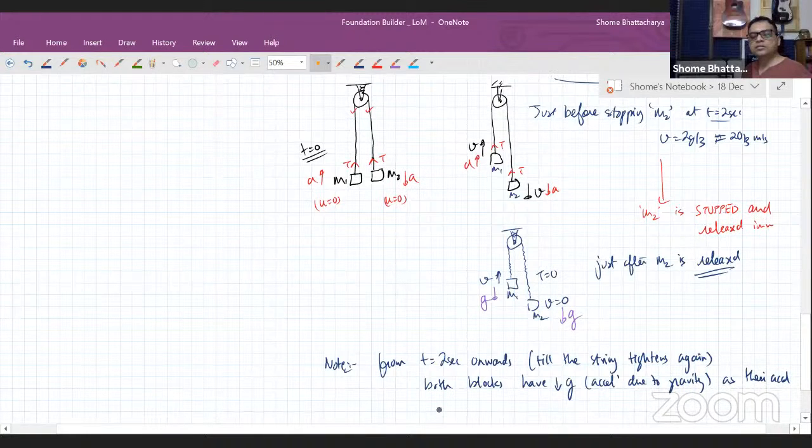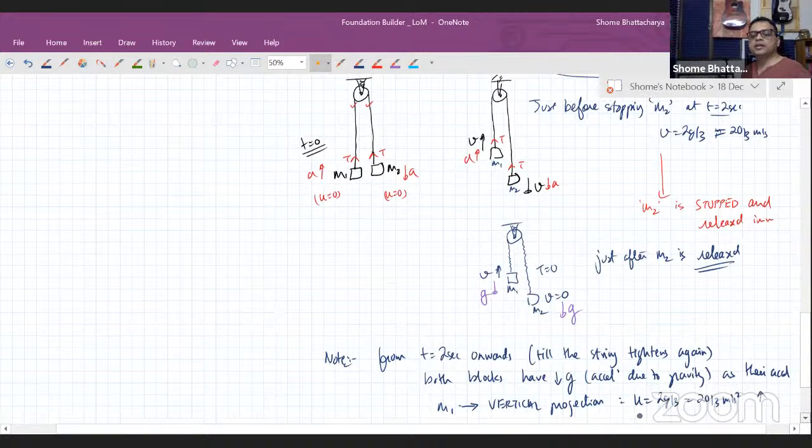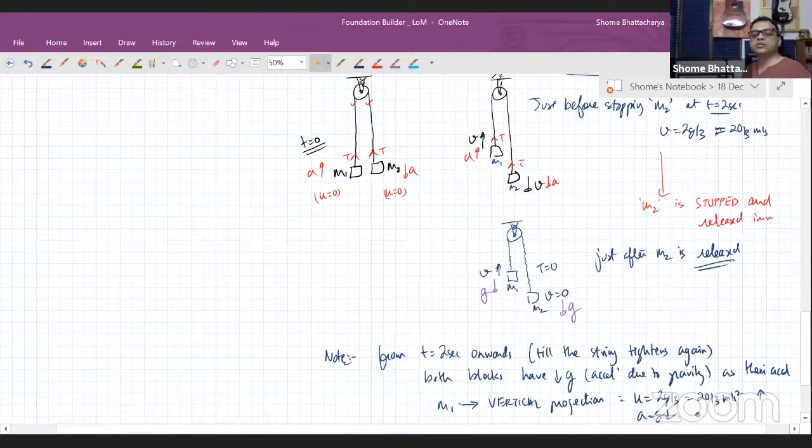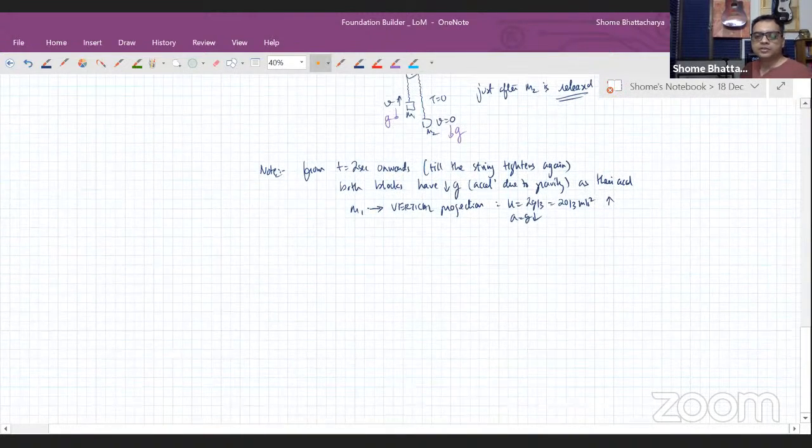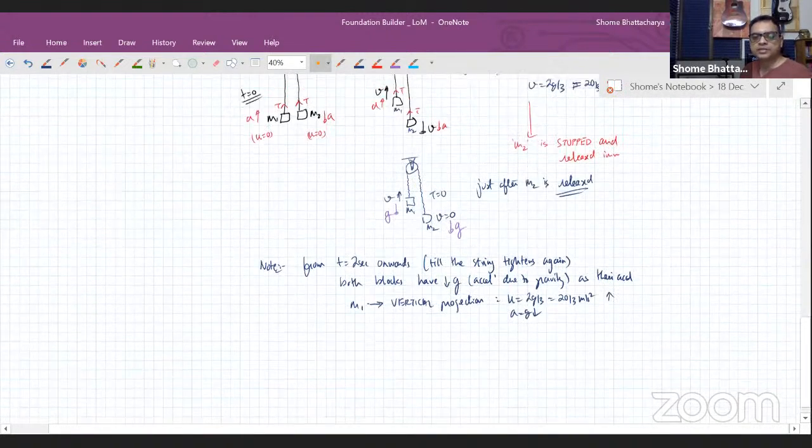So M1 goes through a vertical projection type of motion with an initial velocity v upwards, which we'd seen was 2g by 3 or 20 by 3 meters per second, upwards, and an acceleration of g downwards. Whereas what about M2, the other one? It was stopped, so it goes into free fall starting from rest.